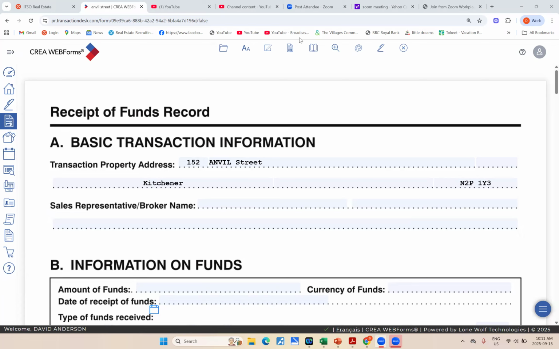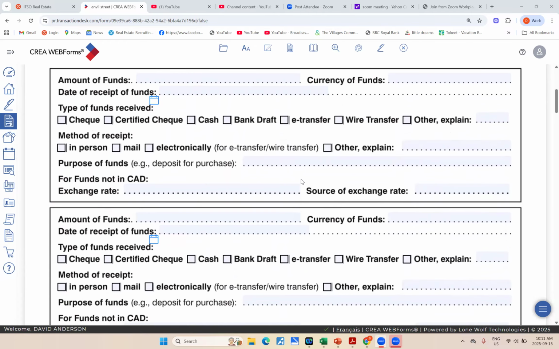Let's look at the receipt of funds. This is a FINTRAC form. This is used if you're representing a buyer and they are giving a deposit. So you can see that basic transaction information, so the address here and then your name goes here. That's part A. And then information on funds.